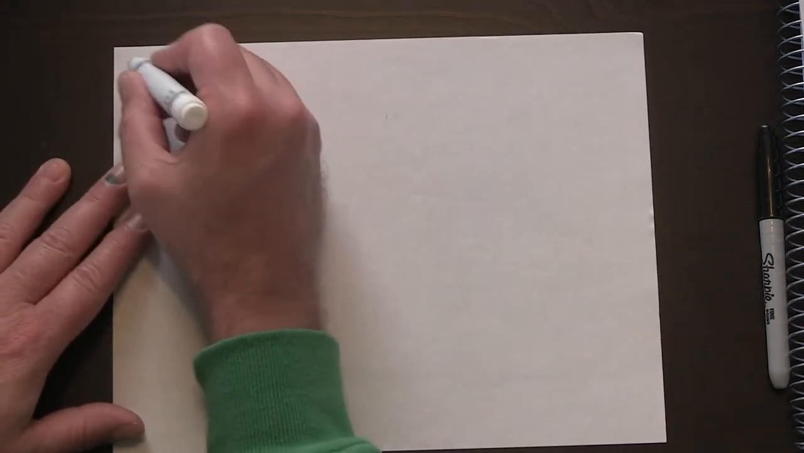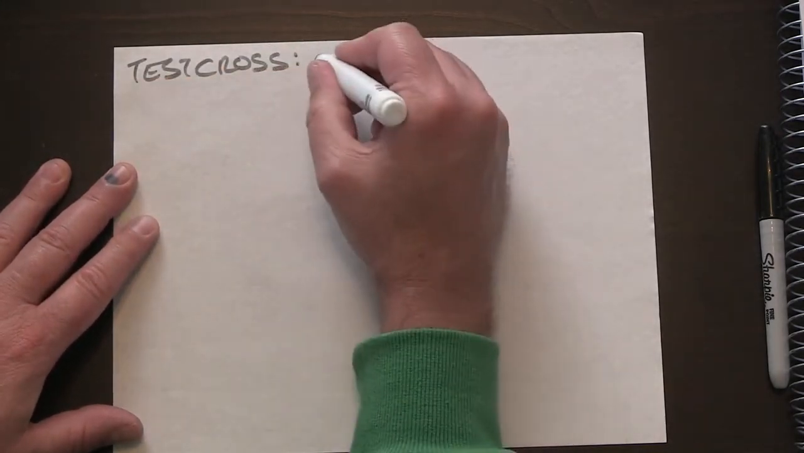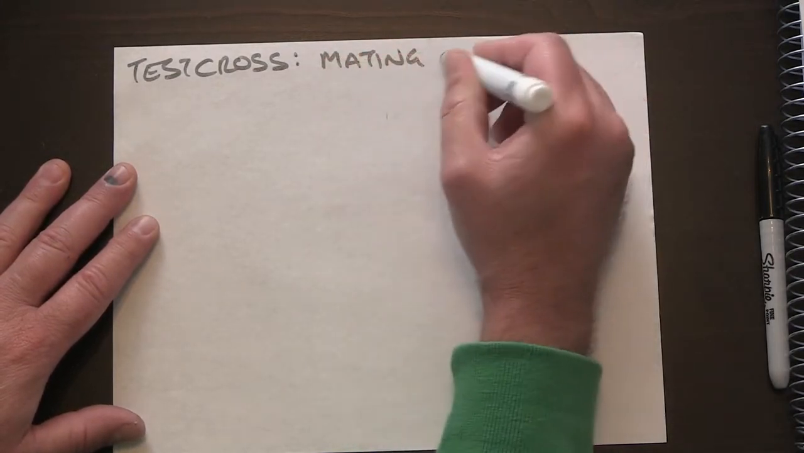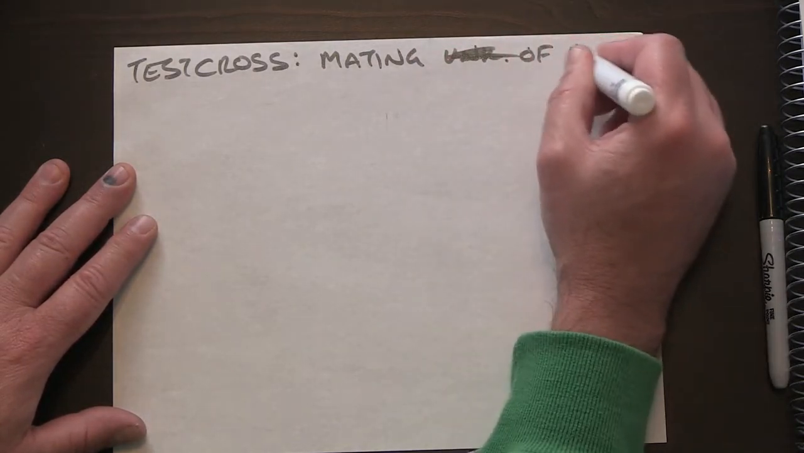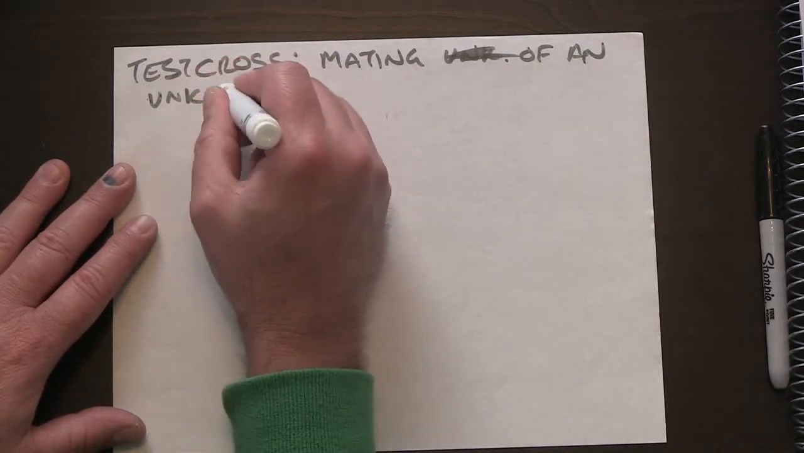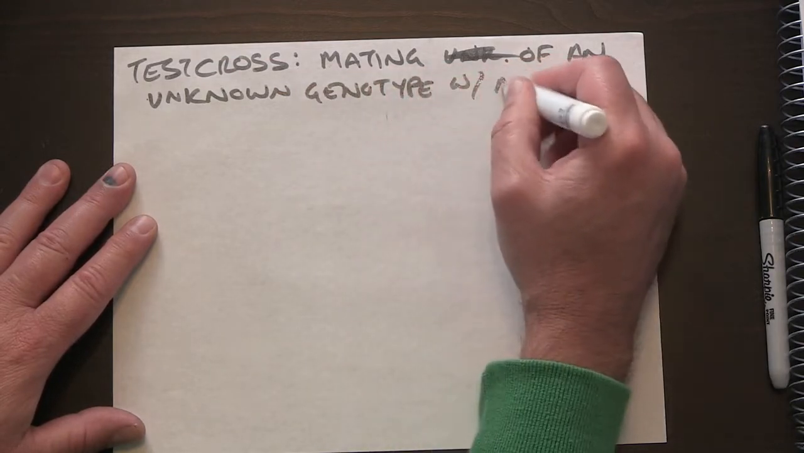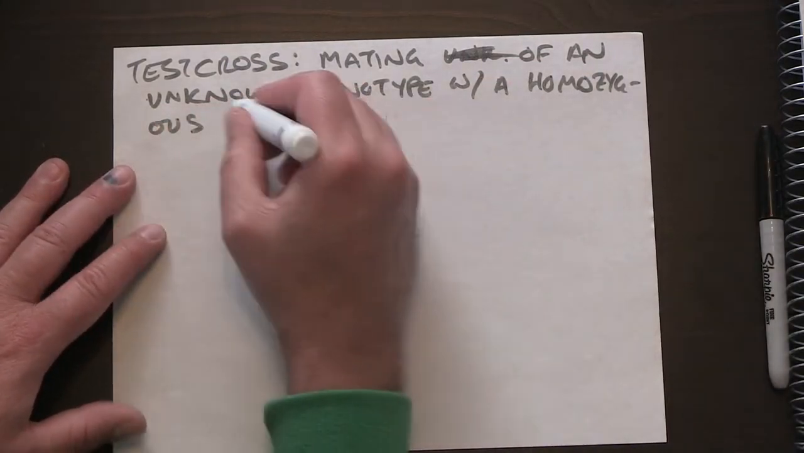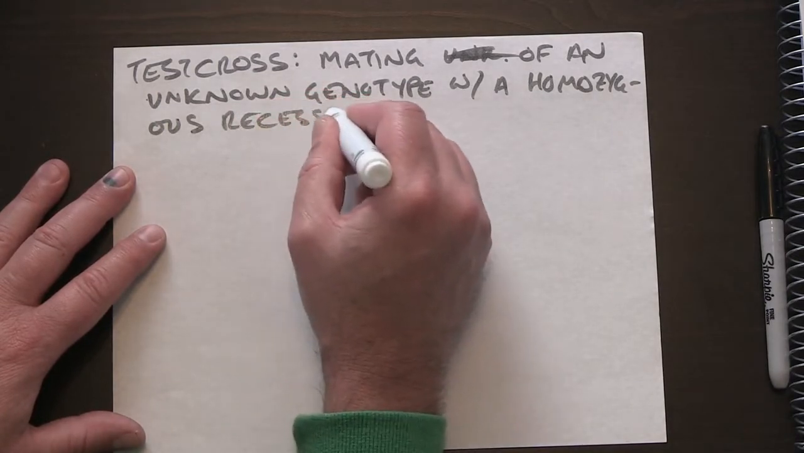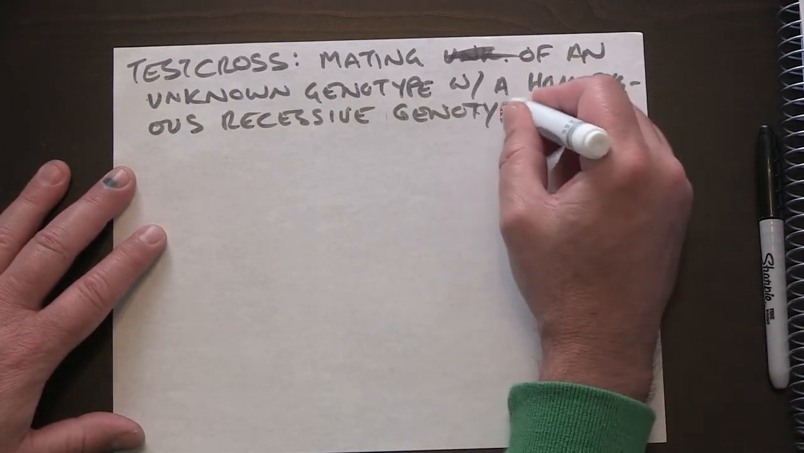New subject, or new area within this subject. There's something called a test cross. This is when you can mate an unknown genotype with a homozygous recessive genotype, and that way you can figure out what the unknown genotype is.